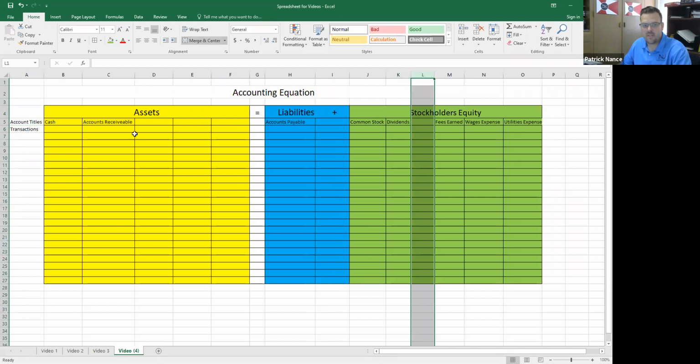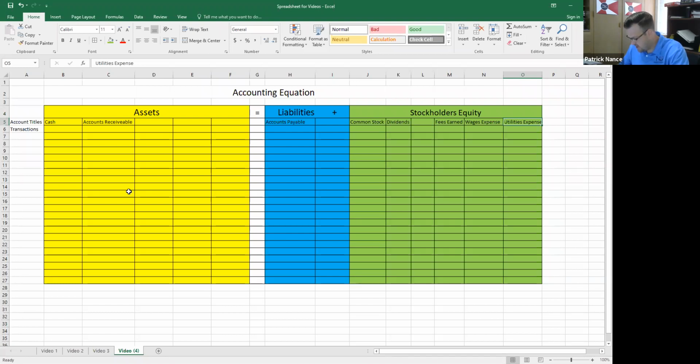I just went in and filled out some of the headers that are going to happen, but all these are different account titles. So cash is an account title, accounts receivable is an account title. We'll talk about what they all mean. Accounts payable is an account title, common stock, dividends, fees earned, wages expense, utilities expense are all just accounts. Okay, the titles of the accounts, and they're how we know where we put things.